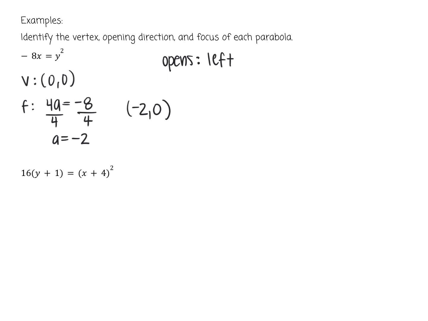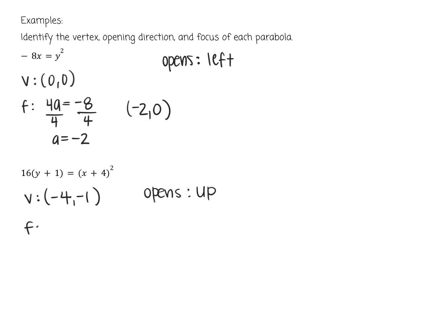Our second example, 16(y plus 1) equals (x plus 4) squared. My vertex is going to be at (negative 4, negative 1), because it's the opposite of what's with x and the opposite of what's with y. I'm going to go ahead and figure out which direction it opens first before I go ahead and find my a. So x is squared, so it opens up or down.